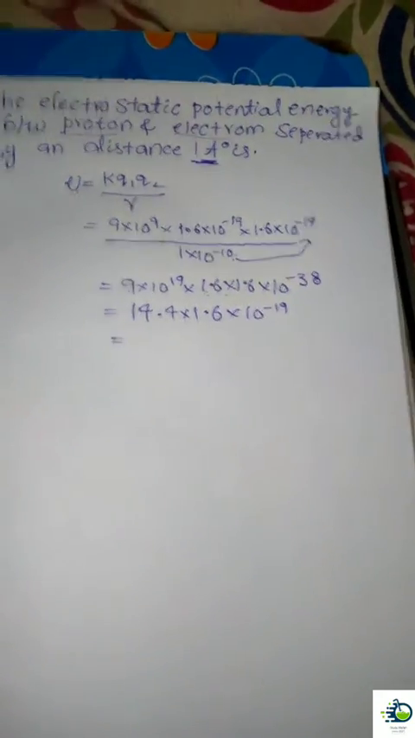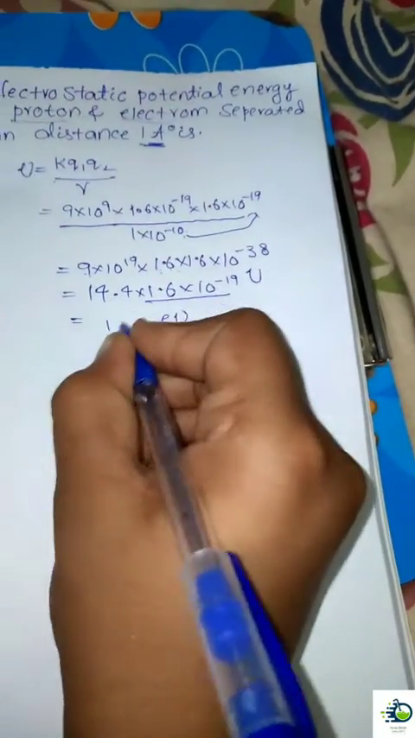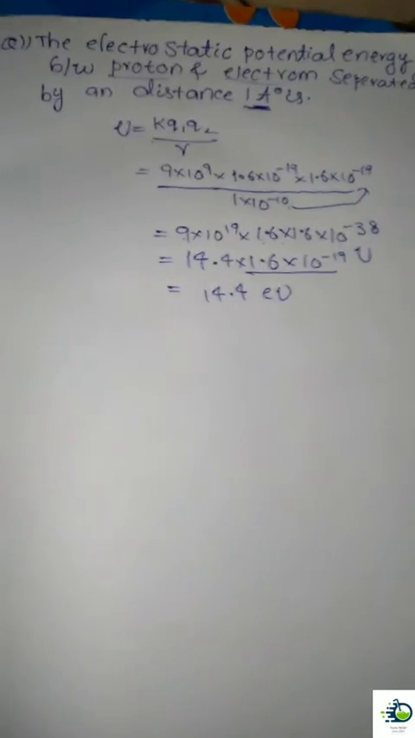Now the unit is volts. Here we take 1.6 into 10 power minus 19 as the electric charge e. The answer is 14.4 electron volts.